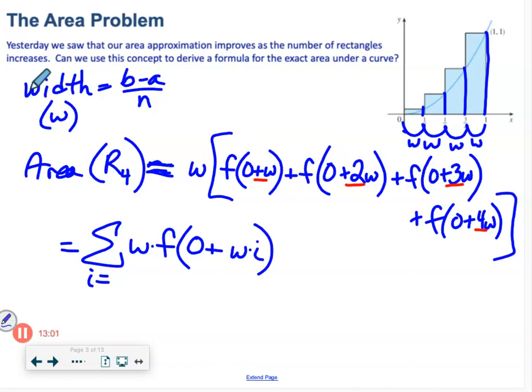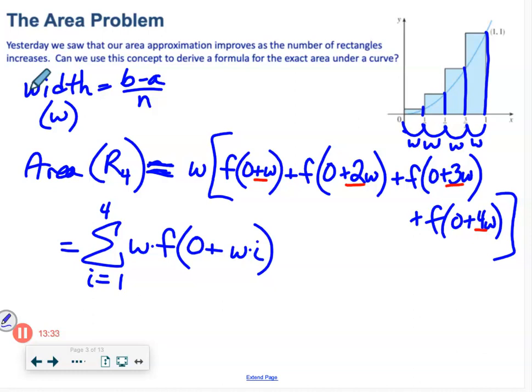What is the first I that we plug in? 1. What's the last I that we plug in? 4. So this sum, believe it or not, gives you the 4 right-handed rectangle approximation for area under the curve. Now, technically I'd have to plug it actually into the function, which is x squared, so it'd be 0 plus W I, squared. But I'm going to keep f as a generic function so it can represent any function.